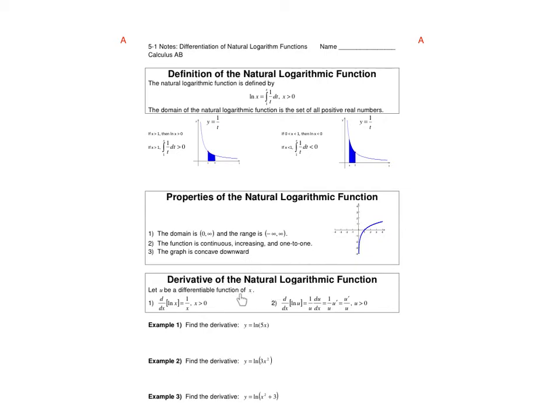Our derivative of the natural log is going to result in 1 over that argument that goes into that. If you're thinking of it like a chain rule, if our argument is u, then I have 1 over u, and then what is the derivative of u? All right, so here's some examples.